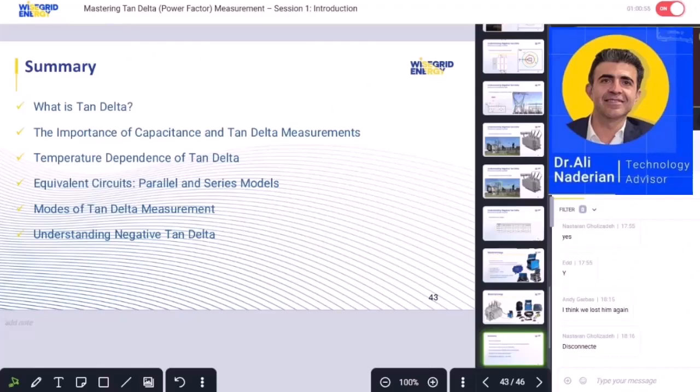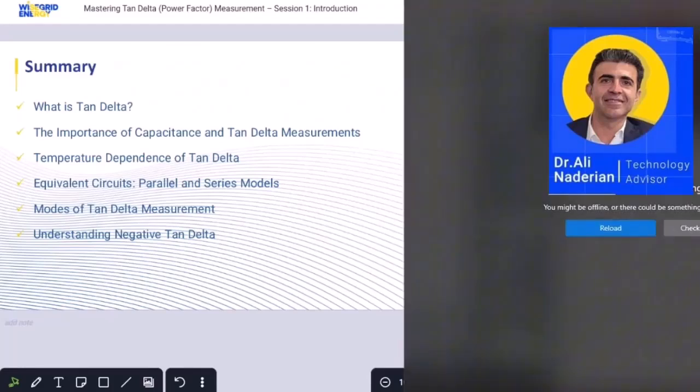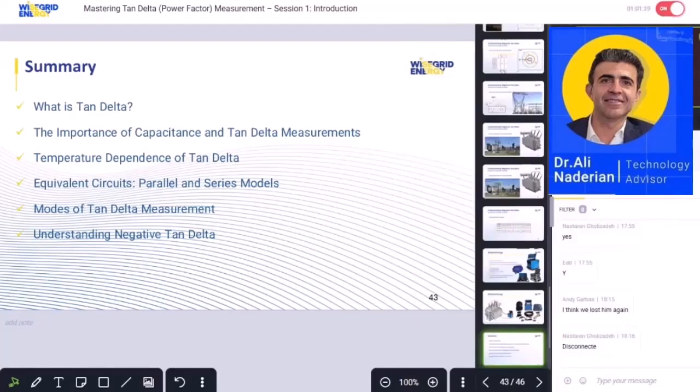I think that's what we talked about. Hossein explained the definition of tan delta, the importance of CNDF, how it's related to temperature and frequency. I mean, we couldn't go too deep. Obviously, you can talk about it a lot. And understanding negative tan delta, I think that was quite a highlight, and he mentioned four scenarios here, 4 or 5.